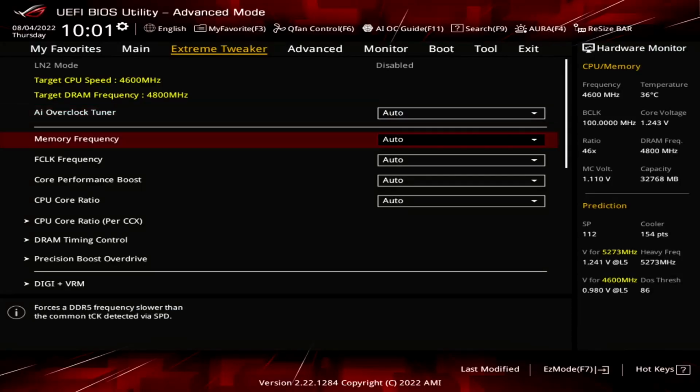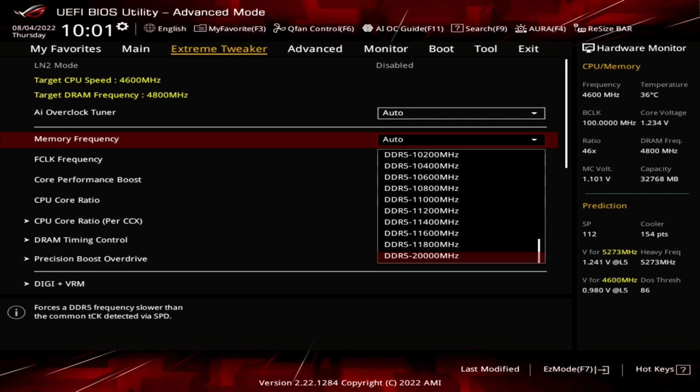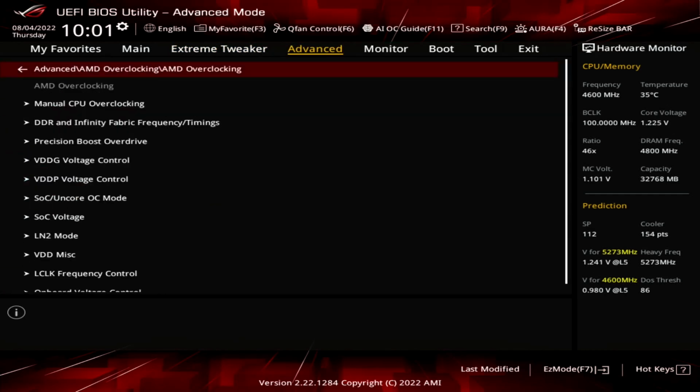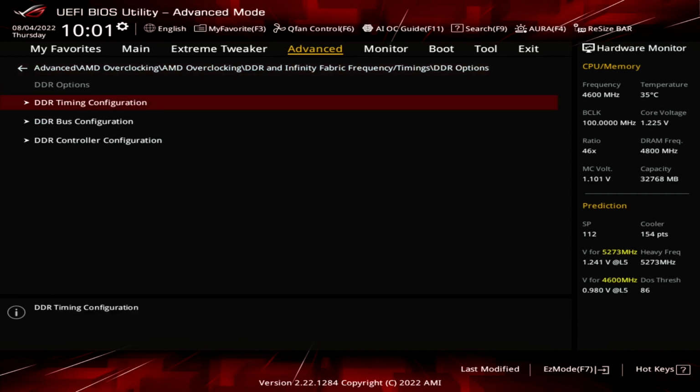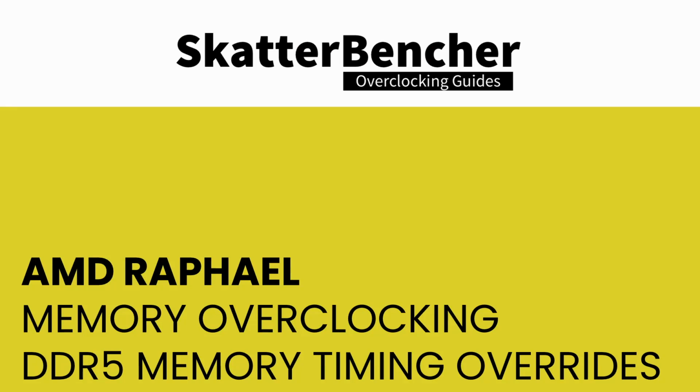In the Asus ROG BIOS, you can configure the memory frequency via the memory frequency setting. Alternatively, you can set the memory frequency in the AMD Overclocking DDR Timings configuration submenu by adjusting the memory target speed setting. Of course, Raphael also supports overriding some of the memory timings.